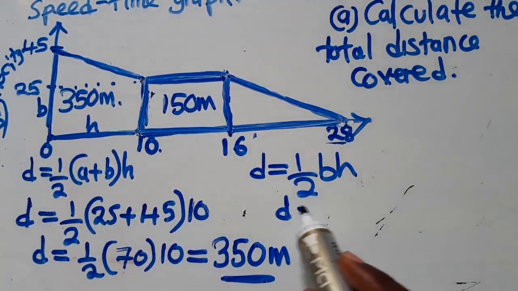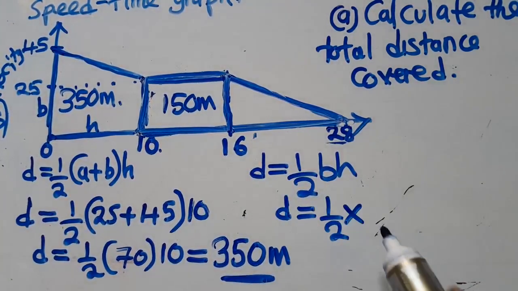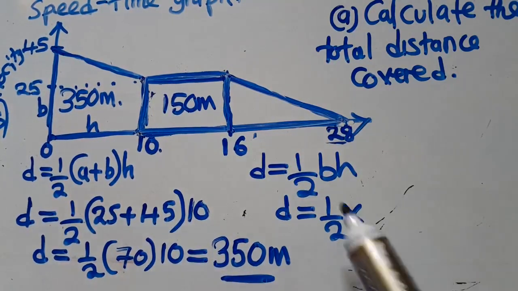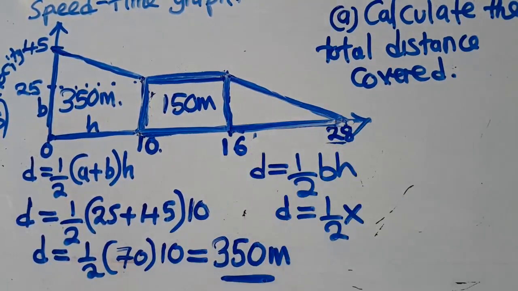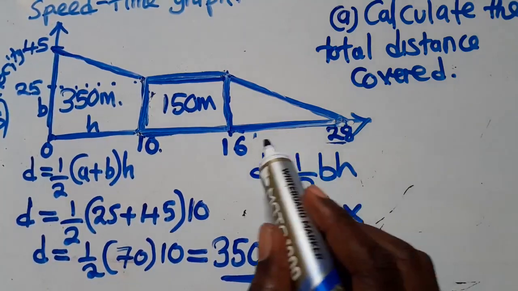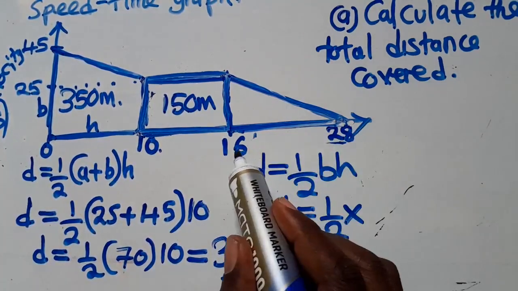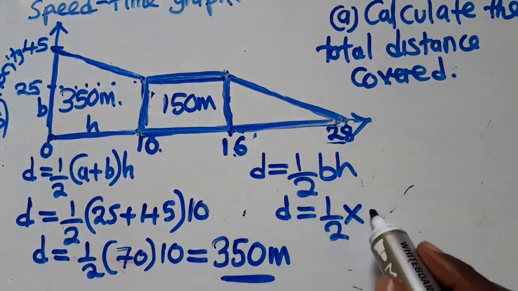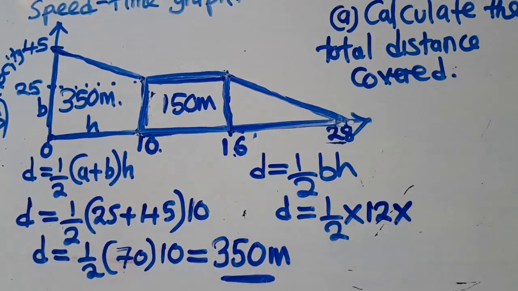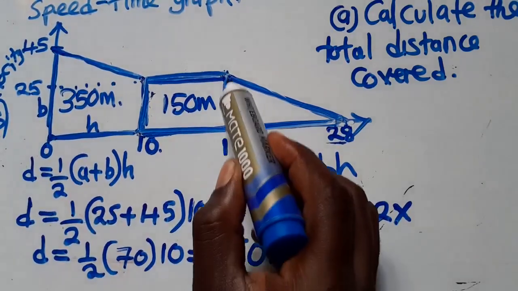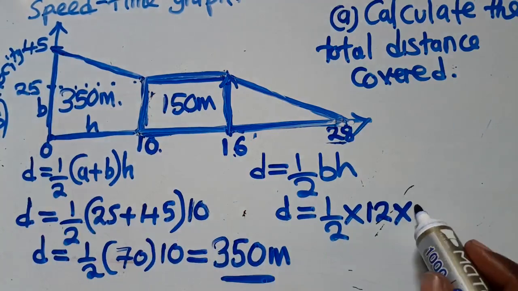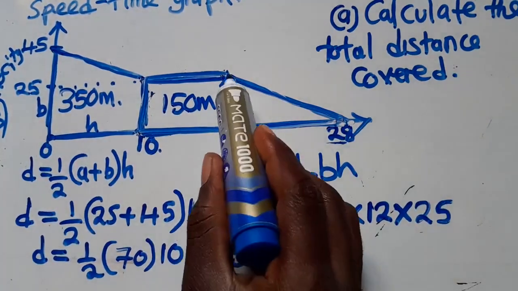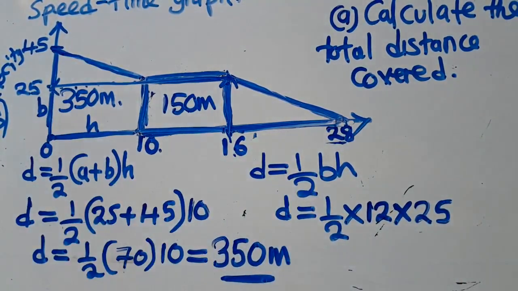So I say distance is equal to half times, what is my base? My base, this is my base. The difference between 16 and 28. Say 28 minus 16. What is your answer? 12. So the difference that is here, 28 minus 16, is 12. Times height, this one to that one. That is your height from here to there. What's there? 25. So I put my 25 here.